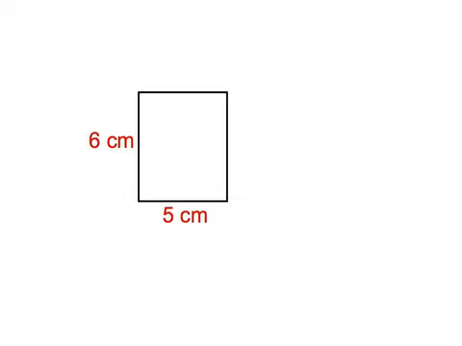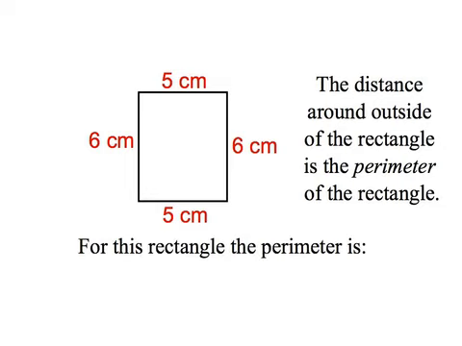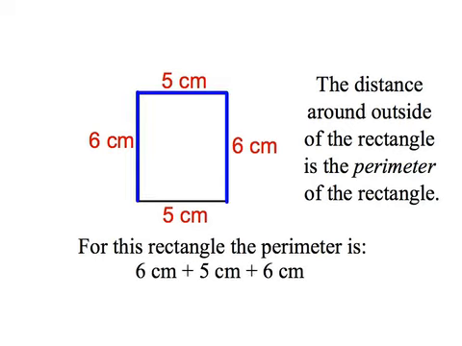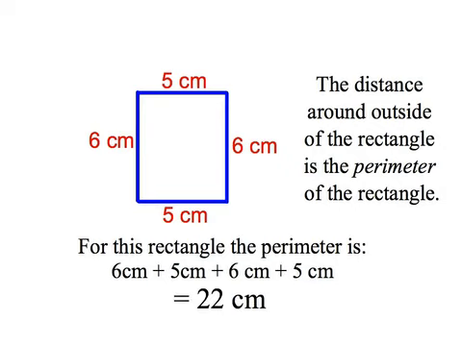So we label our rectangle, and because of the characteristics, we know that the opposite sides are equal and parallel, so we can also label the other 2 sides. So we have 2 sides of 6 centimeters and 2 sides of 5 centimeters. The distance around the outside of the rectangle is the perimeter. For this rectangle, the perimeter is 6, followed by 5, followed by another 6, followed by another 5, and we're back to where we started. We add all those up, and we get 22 centimeters. The distance around the outside of the rectangle, known as the perimeter.